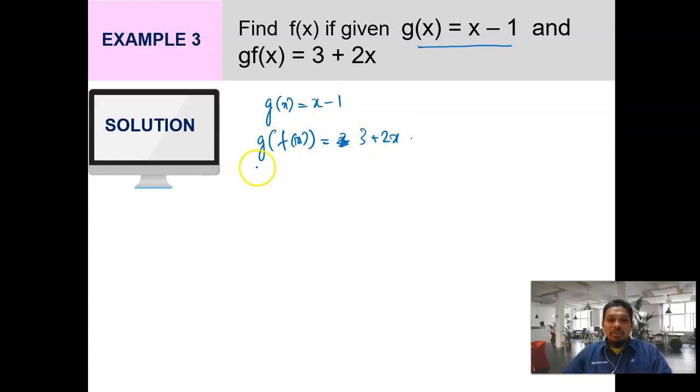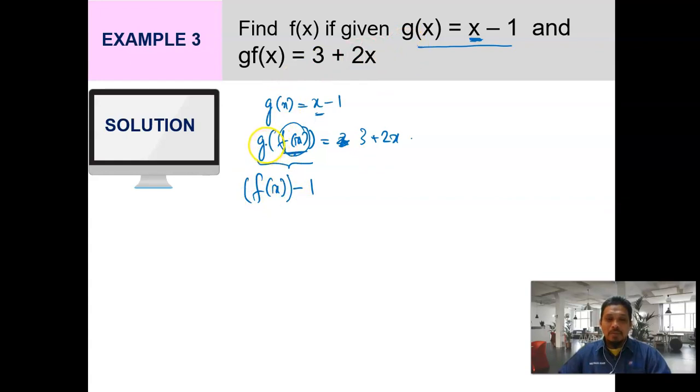Okay, class. I did mention to all of you earlier that in the process of g of f of x, we substitute the f of x into x of the function g. Again, we substitute the f of x inside into x of the function g. So for g of f of x, just imagine that if I substitute this x with f of x, which is f of x minus 1.